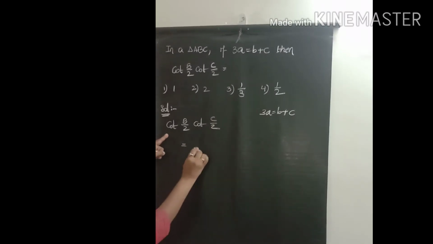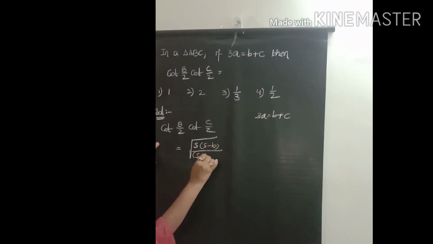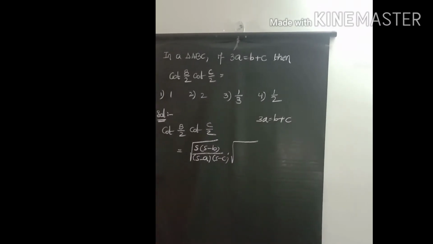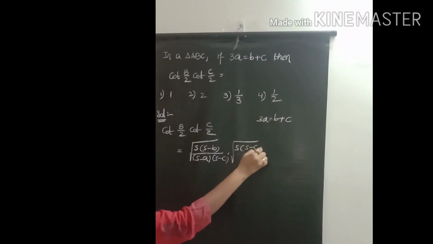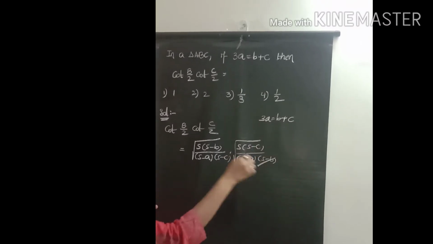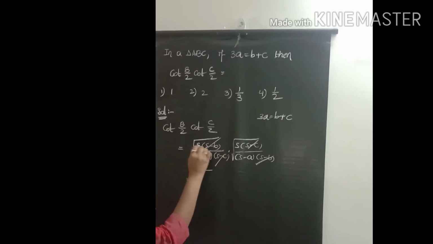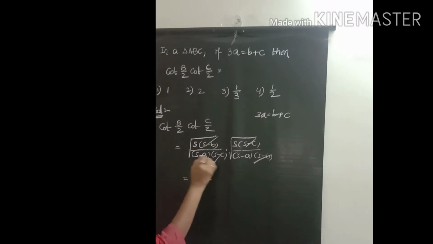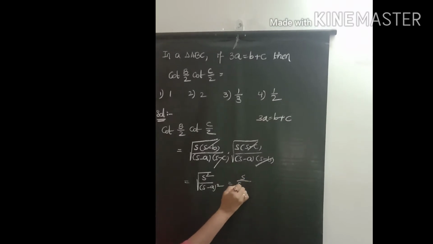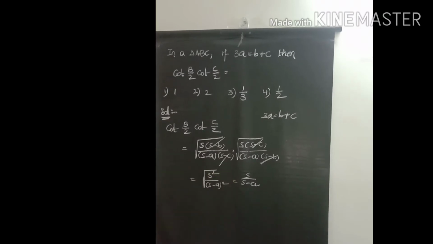Cot B by 2 formula is square root of s into (s minus b) by (s minus a) into (s minus c), into cot C by 2. Cot C by 2 formula is square root of s into (s minus c) by (s minus a) into (s minus b). So here s minus b, s minus b, s minus c, s minus c cancel. Now this is equal to square root of s into s, that is s squared, by (s minus a) whole square. This is nothing but s by s minus a, under the square root of which becomes s by s minus a.